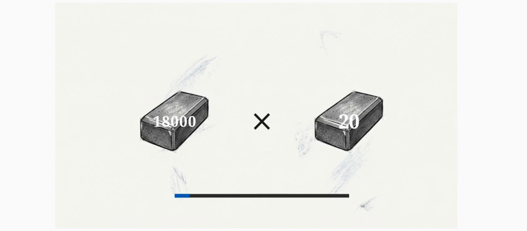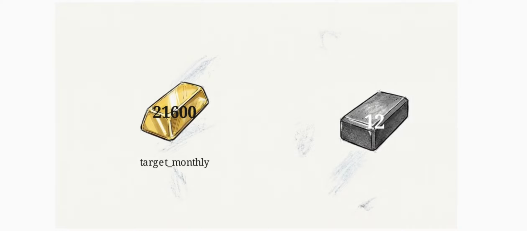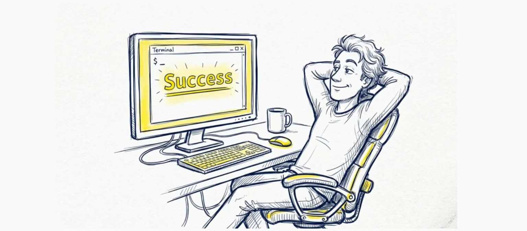Next comes the calculation phase. We write a line of math to multiply the current salary by the percentage hike, giving us a new target monthly salary. Then, we take that result and multiply it by 12 to find the total annual package, which represents your total yearly compensation. Finally, we use a print command to combine our calculated numbers with a message, displaying the exact target package to the user. You have now built a working automated assistant.